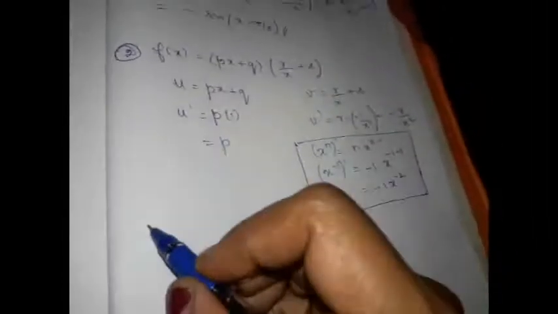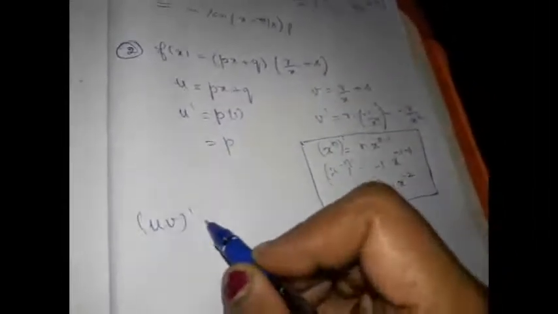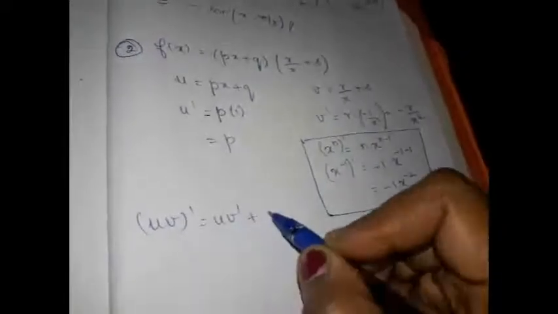So, the differentiation of 1 by x is minus 1 by x squared. So, v dash is going to be minus r by x squared. Yes, s if we differentiate, it is going to be 0. Now, let us apply the uv rule. What is (uv) the whole dash? Which is u v dash plus u dash v, right?